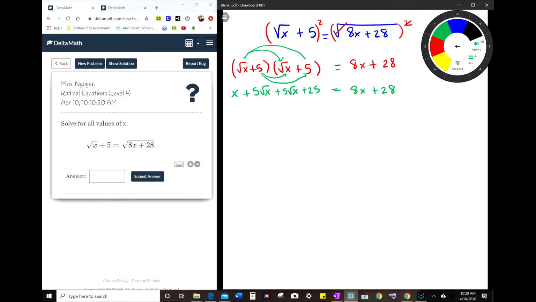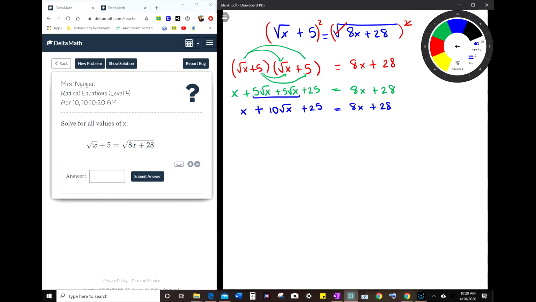Now we combine like terms. On the left side, we can combine these two, so that gives us 10 square root x. And everything else, we just rewrite: x plus 10 square root x plus 25 equals 8x plus 28. And we see that we still have an x under the square root, and we need to take that x out of the square root.